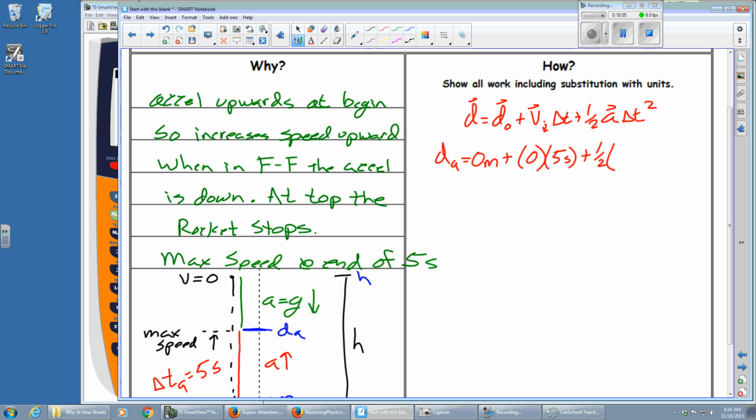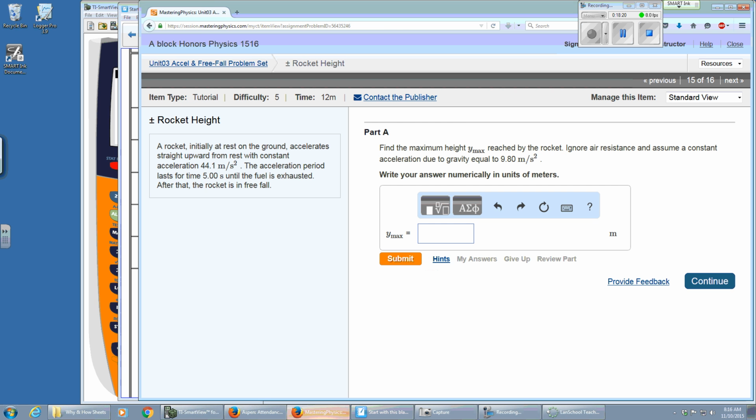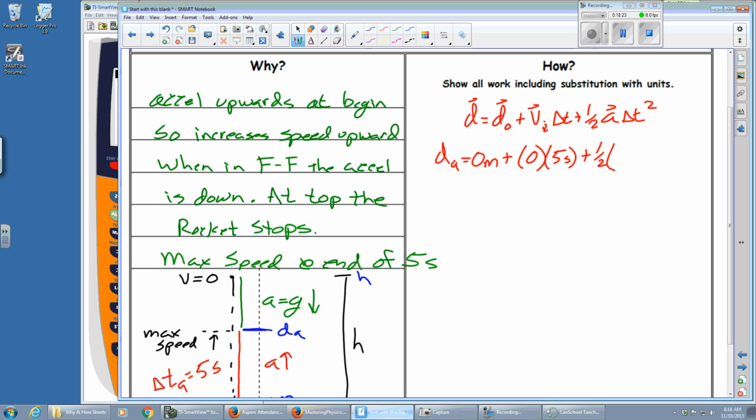My acceleration, which way do we want to call positive? Up, okay. I kind of assumed that because I called it d sub a, right? So we'll call up positive. So I'm accelerating up. I think my number was 44.1 meters per second squared, and then 5 seconds squared. So I have all numbers except for d sub a. Yay, that makes life happy.